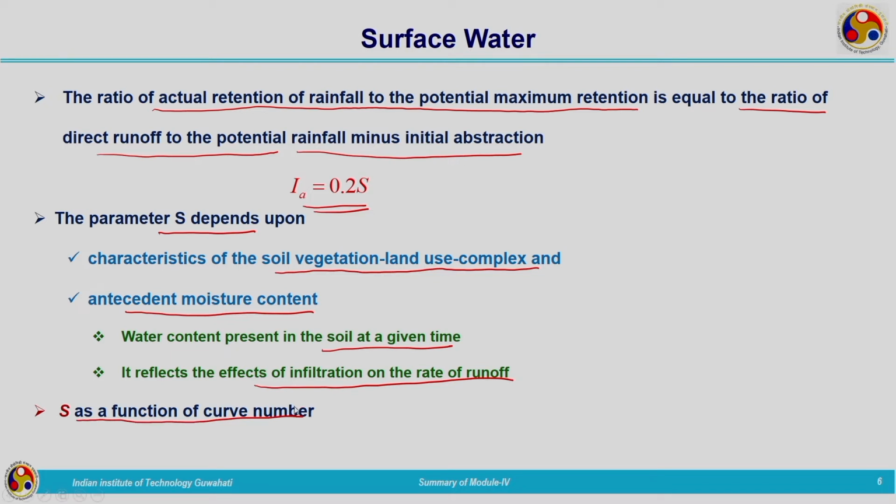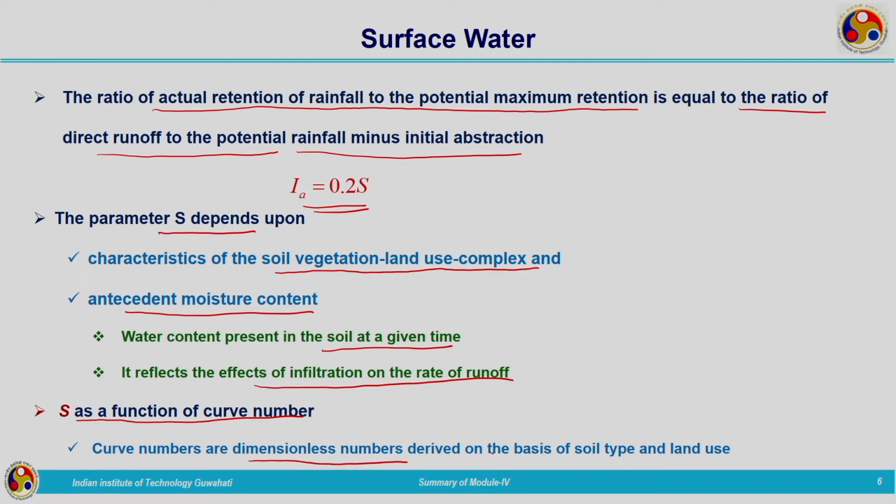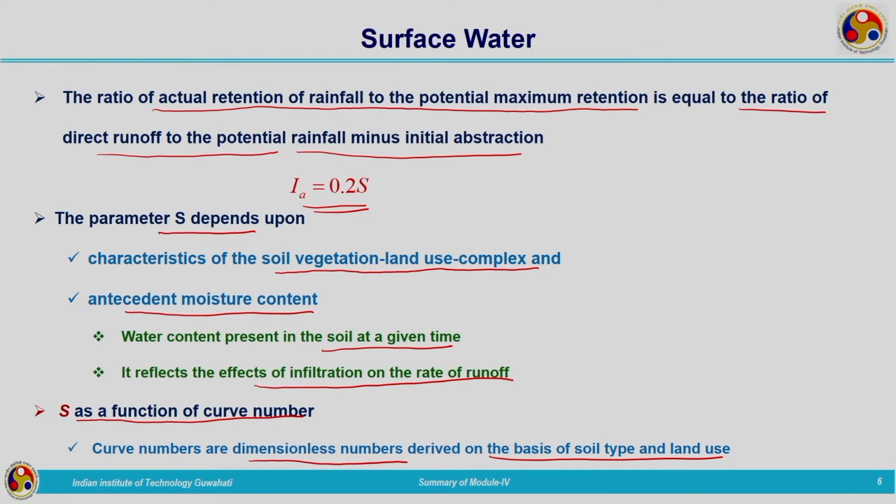So, the maximum potential retention is expressed in terms of curve number. A function is provided by SCS-CN method. So, these curve numbers are dimensionless numbers derived based on the soil type and land use. The curve number is also depending on the land use and the soil type, and at the same time antecedent moisture content also. So, there is a relationship which is representing the potential storage and the curve number.